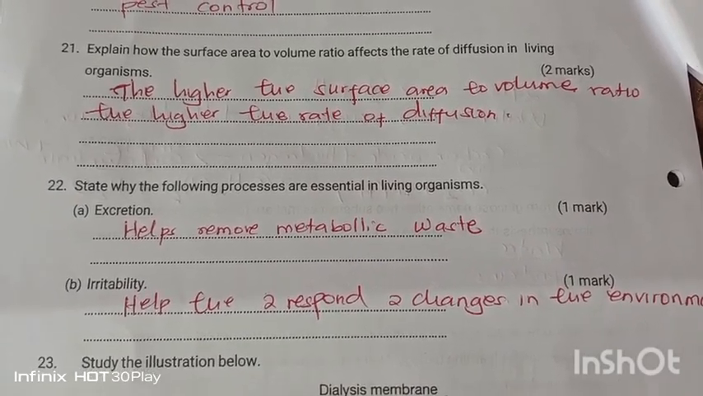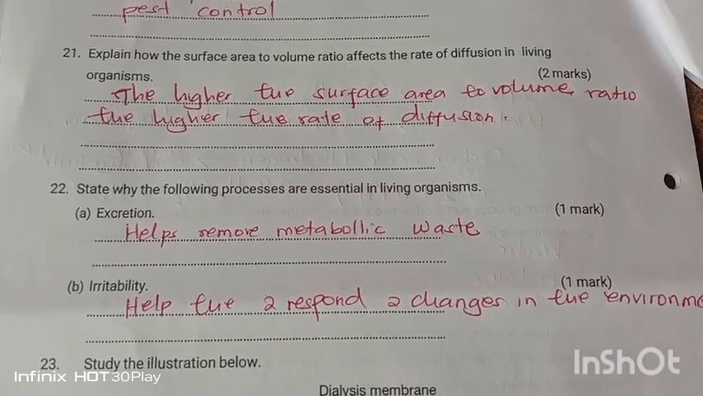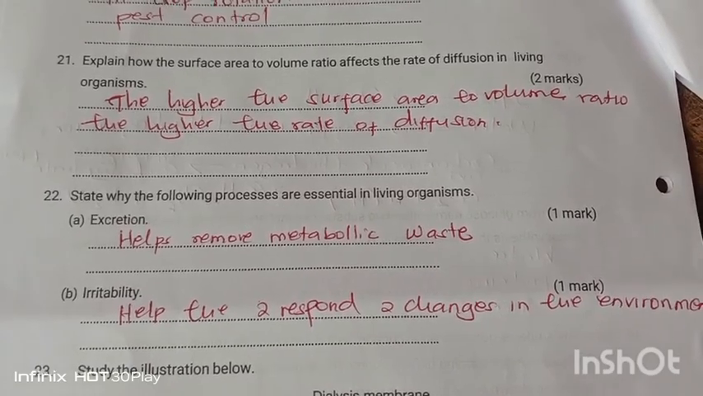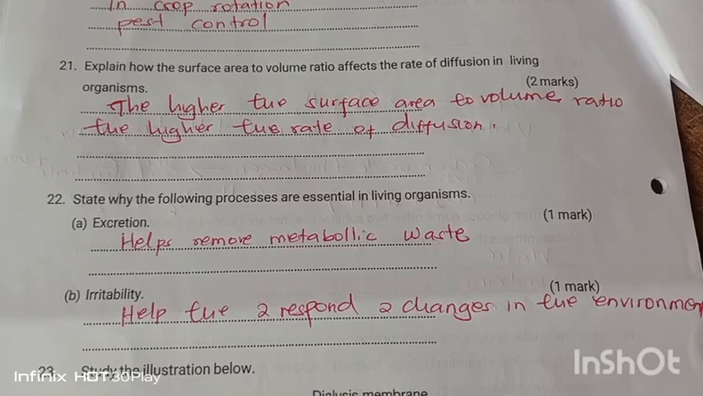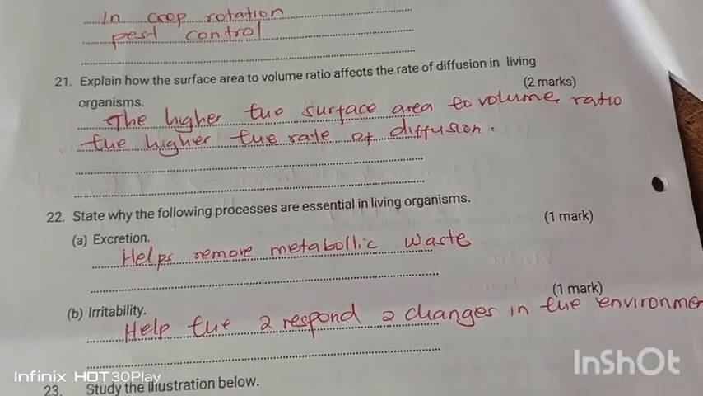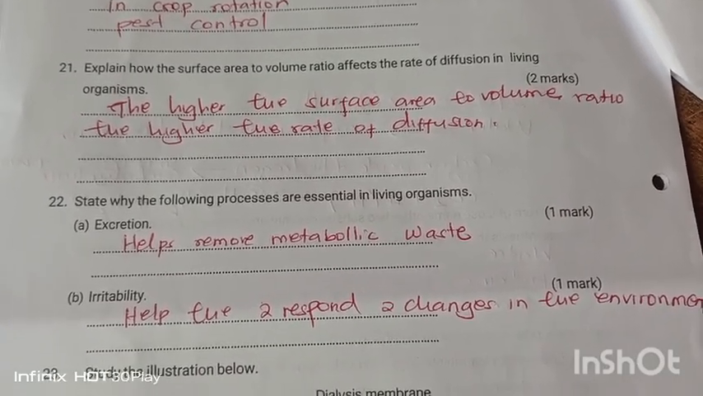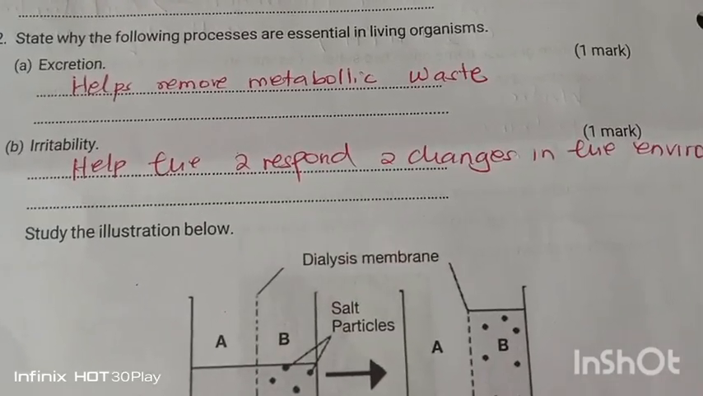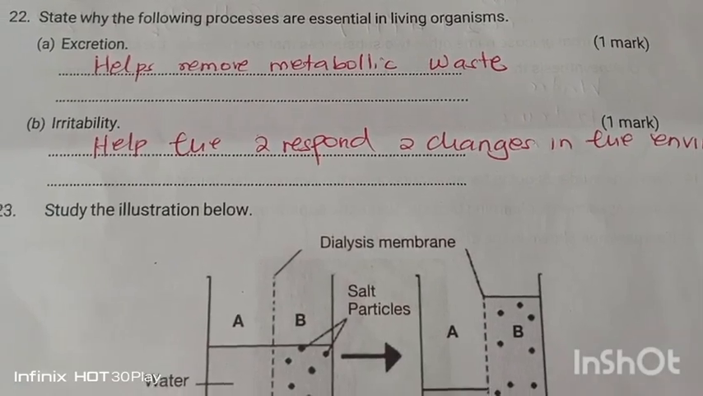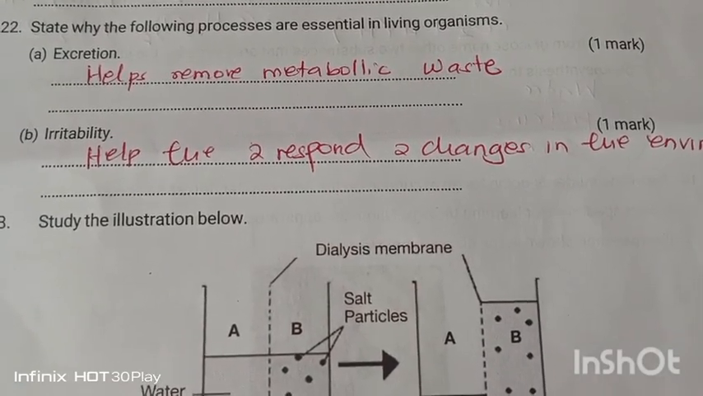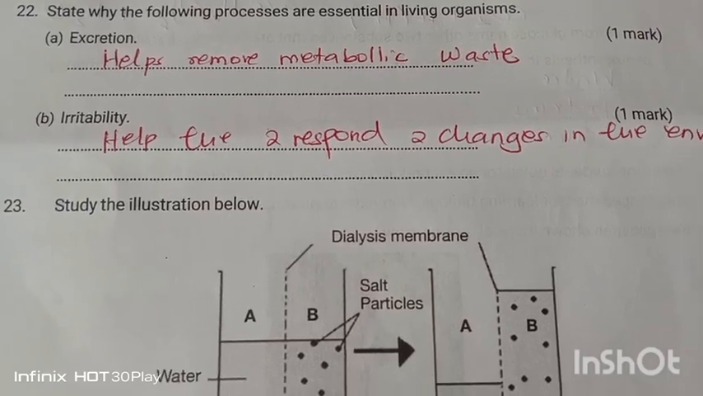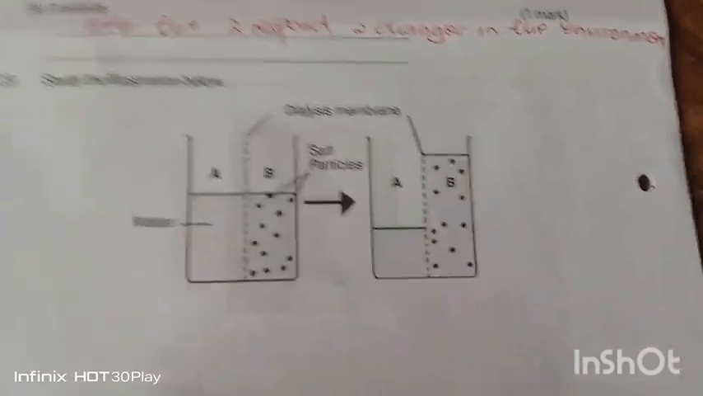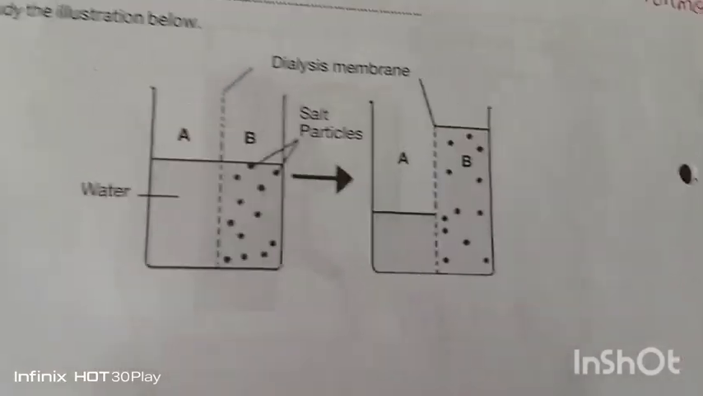Organisms that are very tiny or very tiny molecules have a large surface area to volume ratio, while big organisms or big molecules have a lower surface area to volume ratio. Therefore, the smaller the molecule, the higher the rate of diffusion. State why the following processes are essential in living organisms. Excretion helps to remove metabolic waste. Irritability helps an organism to respond to changes in the environment.